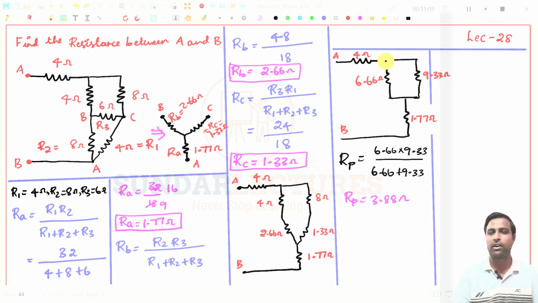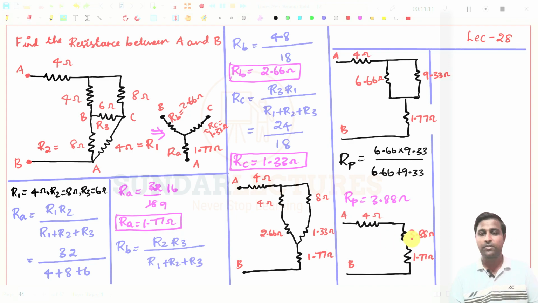So I will draw the diagram, and you see I have replaced these two parallel resistors with 3.88 ohms. Now you see between A and B point, 4 ohms, 3.88 ohms and 1.77 ohms, all are connected in series, right? All three resistors are connected in series.